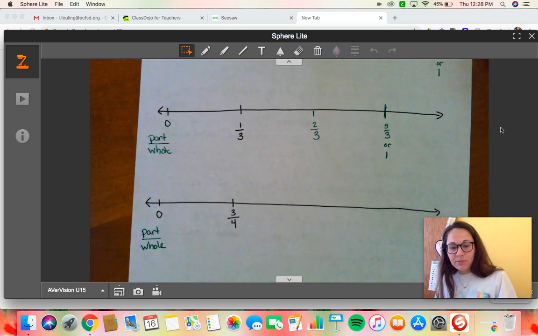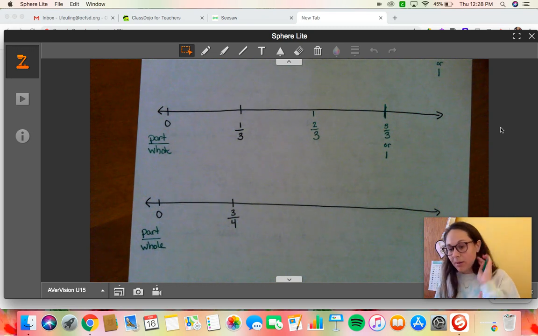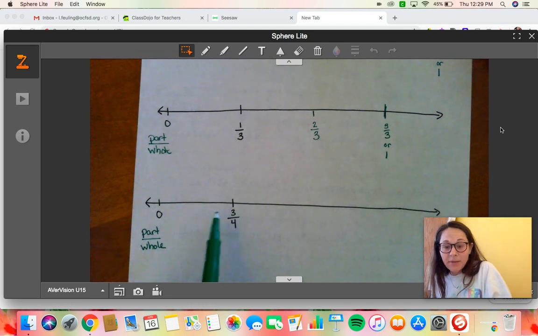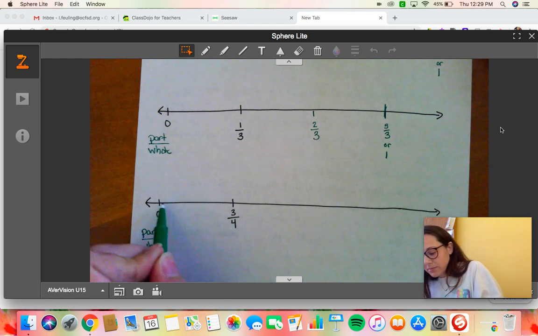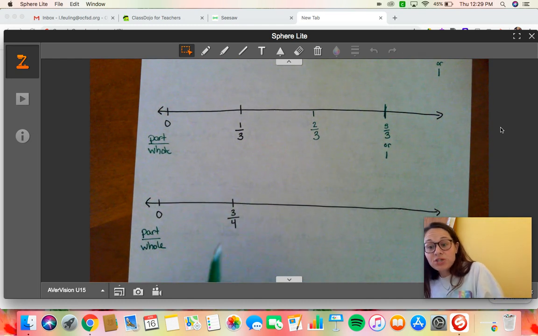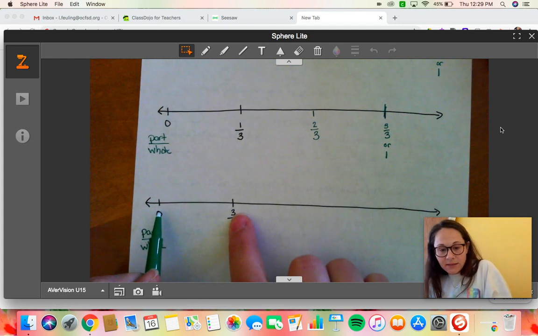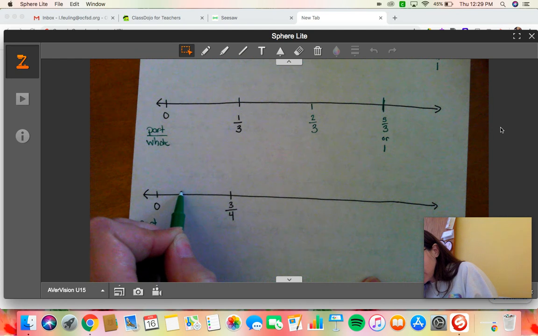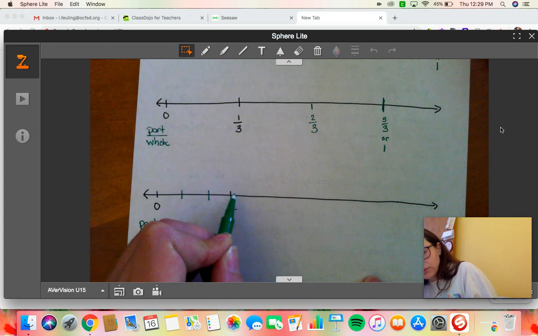So I have to do some partitioning from 0 to 3/4. How many parts are there between 0 and 3/4? Well, the top number, my numerator, is 3. So if the numerator is 3, that tells me from here to here, I made 3 jumps to get there. So I need to partition this small piece here into 3 equal parts to find my unit fraction. Okay, so let's break this up into 3 parts the best that I can. So we have 1, 2, 3.